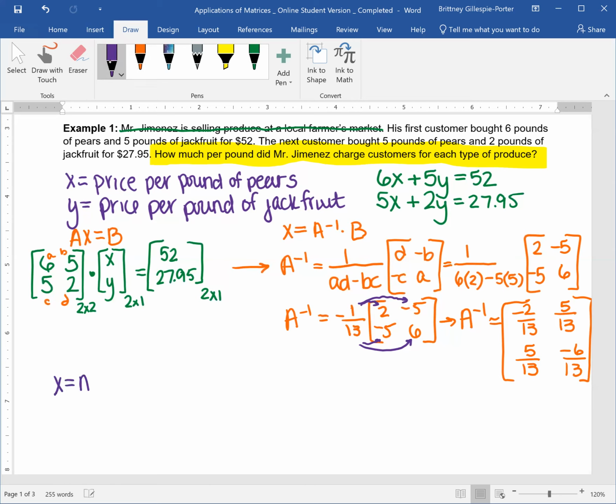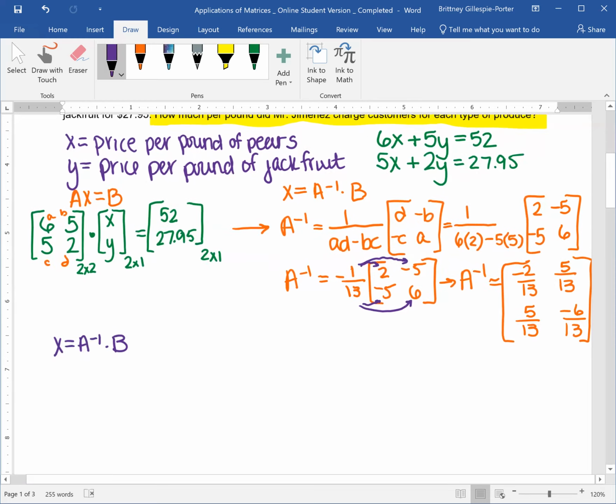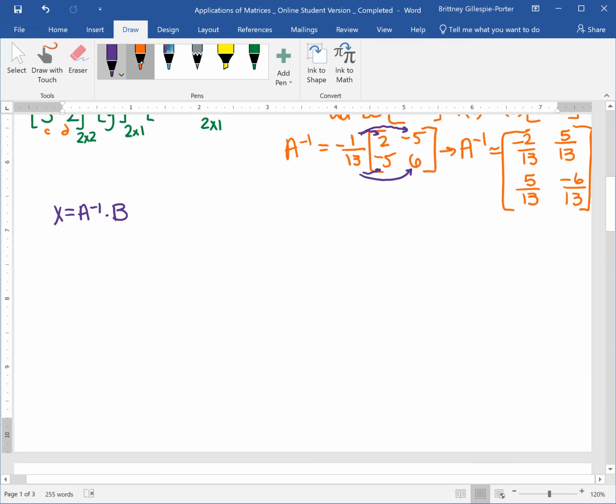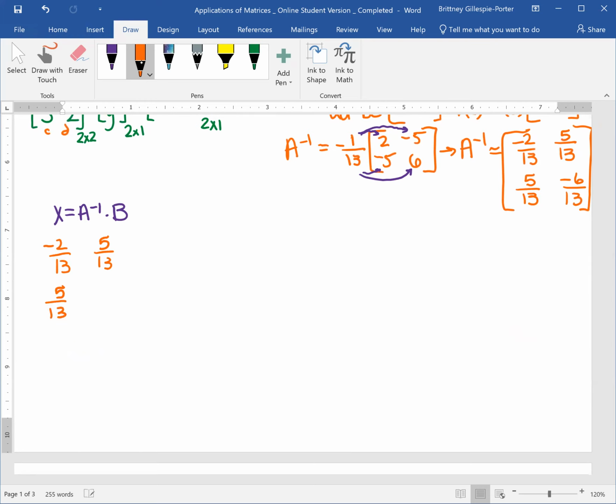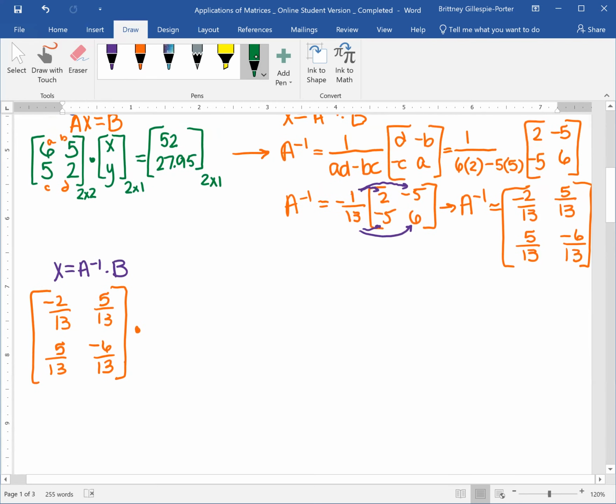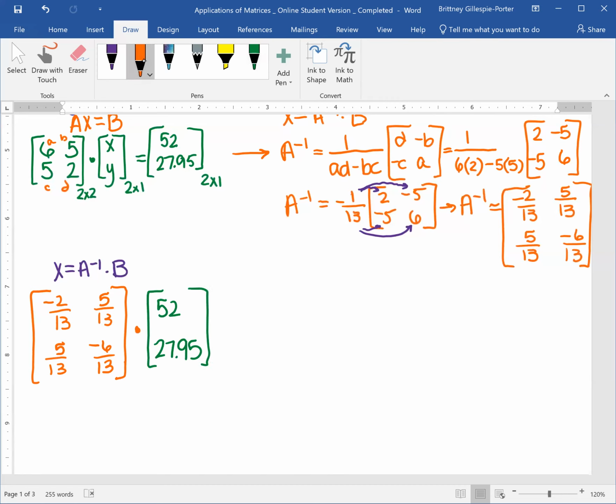Now that we have found A inverse, we can now do X equal to A inverse times B. So we're going to take our A inverse, which was negative 2 over 13, 5 over 13, 5 over 13, negative 6 over 13, times our B matrix, which was our equal to matrix, how much we bought total, 52 and 27.95.